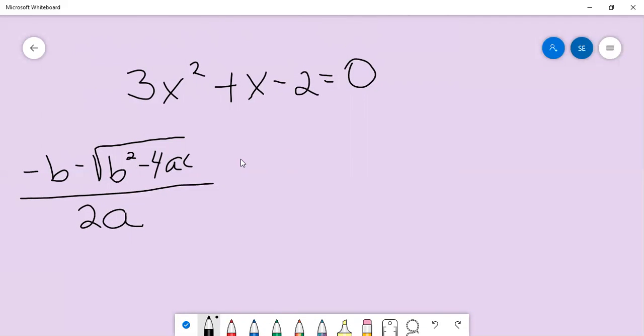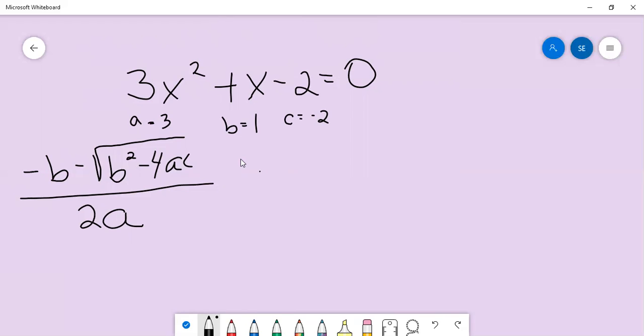And the first thing that I like to do is identify what my a, b, and c is. So my a is equal to 3. My b is equal to 1. There's no coefficient here, and it's implied, it's 1. And our c is equal to negative 2. So now that we have all of that identified, we can plug that into our quadratic formula.